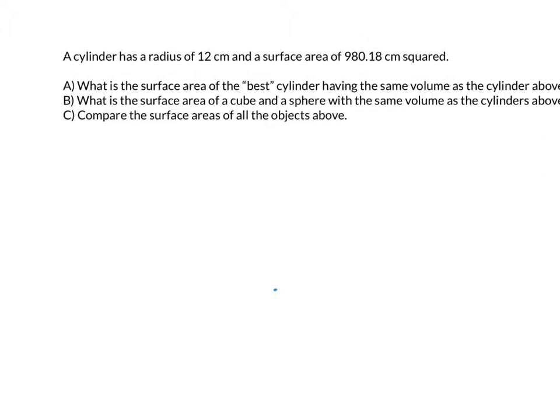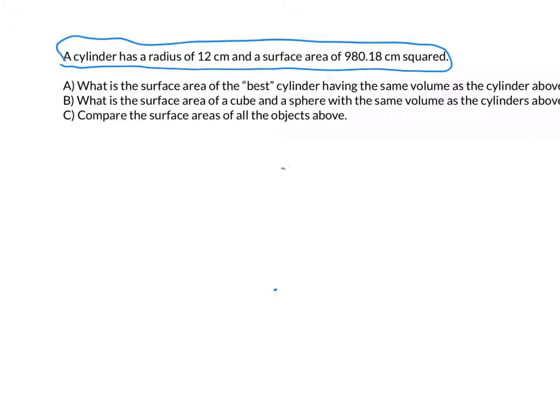What we want to do is figure out if that's the best shape. In other words, will that cylinder be the cheapest one to wrap? Before I do that, I need to figure out what all the dimensions of that cylinder are so I can get the volume. Question A says, what is the surface area of the best cylinder having the same volume? Well, if I look there, I don't even know what the volume is, right?